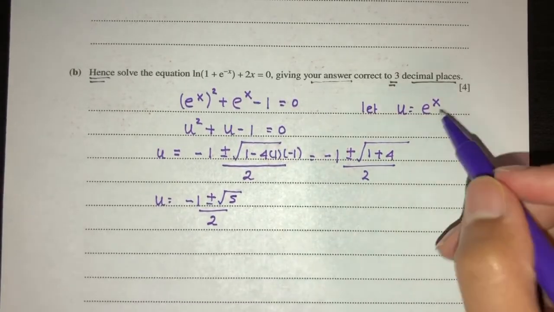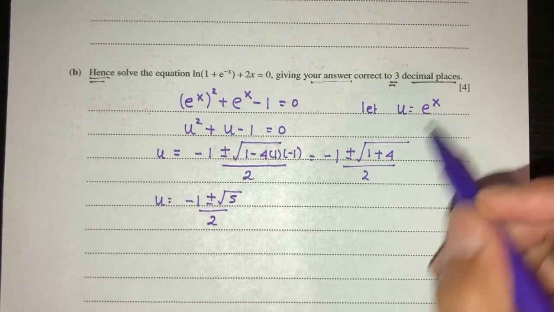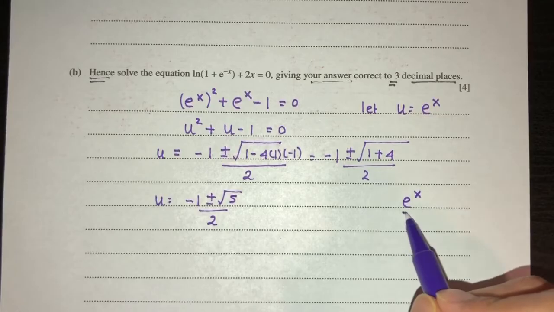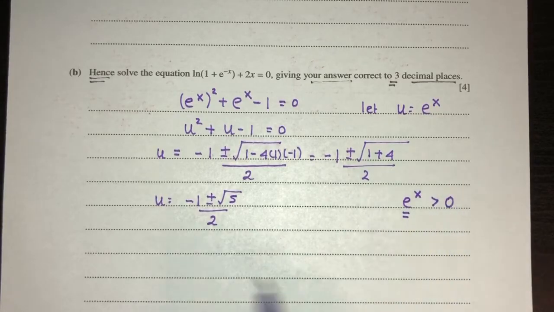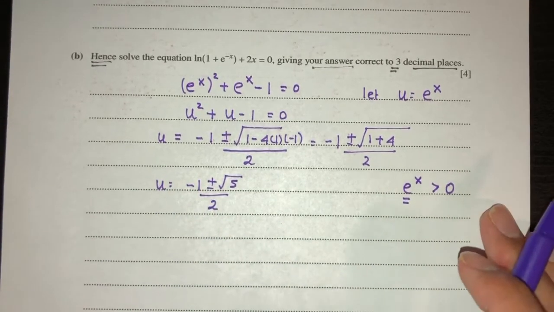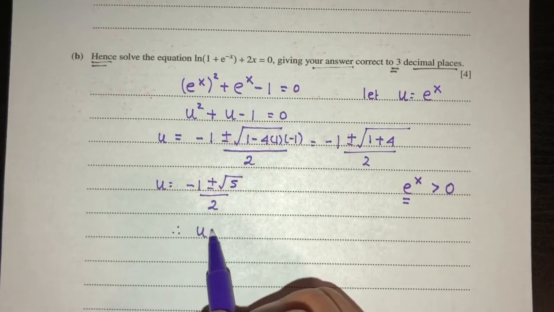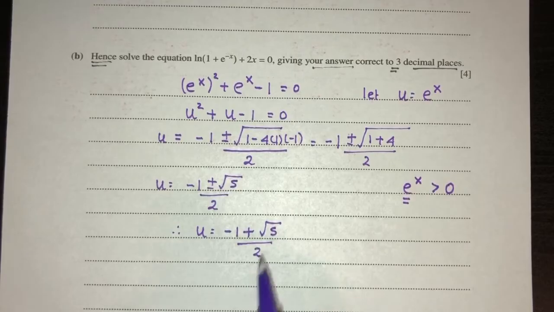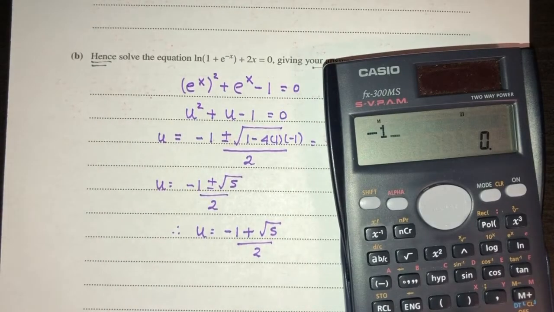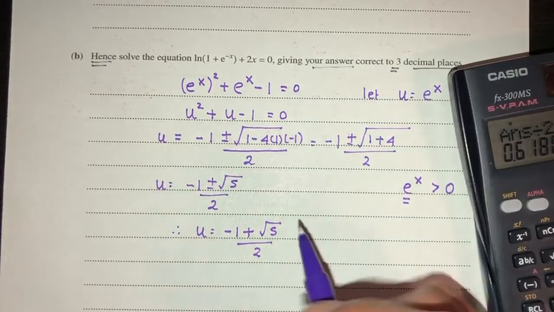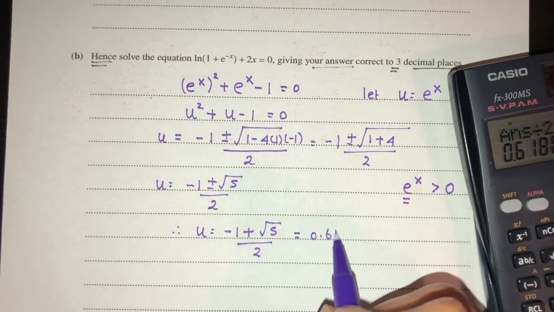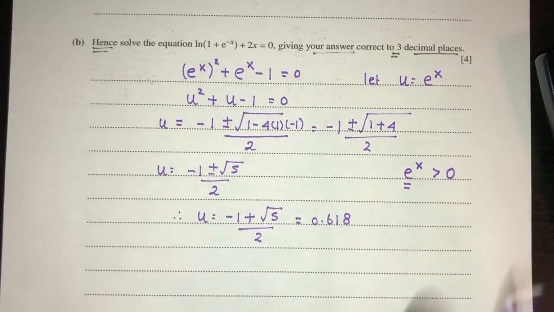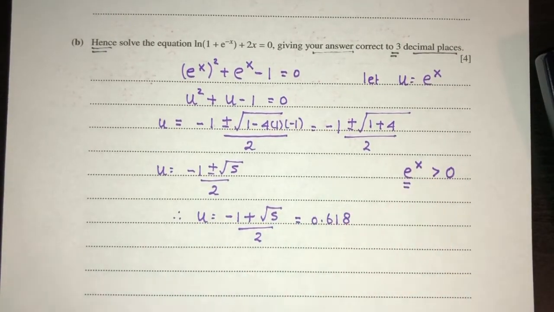So we have to know that u is actually exponential power x, and this value is always going to be positive, so we cannot take the negative value. So u can only be minus 1 plus root of 5 over 2, because we can only take a positive value. Now let's evaluate this. Minus 1 plus root 5 divided by 2. That will be 0.618. Now this is the value for u, but we want to find the value for x.